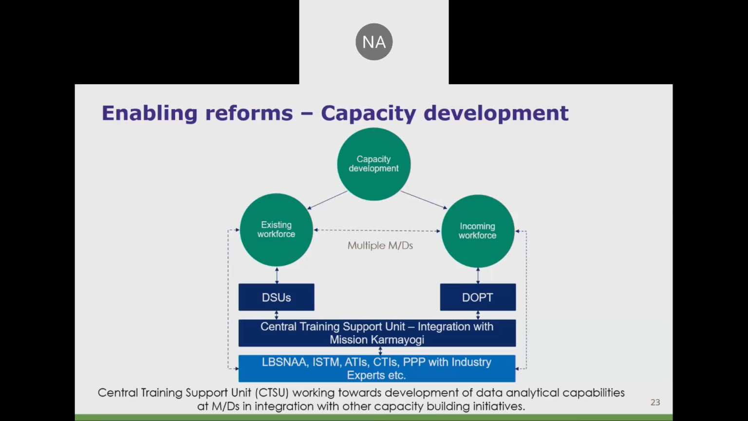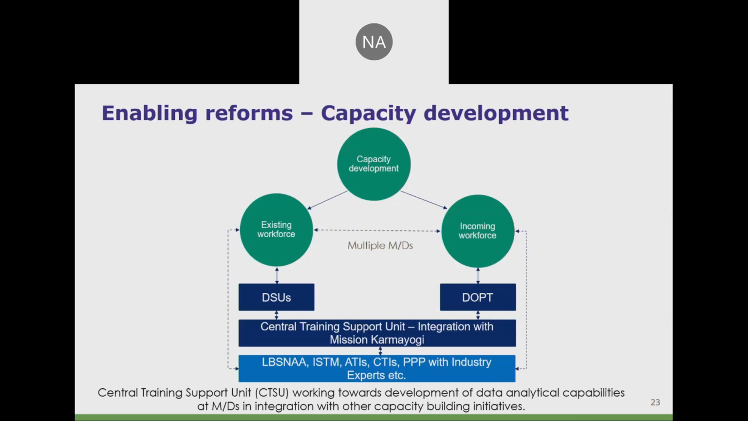So therefore, to ensure that this capacity development is able to meet its intended goals, DMEO as a central training support unit is providing resources. It is providing curriculums that can be used by the Capacity Building Commission in integration with Mission Karmayogi. During this entire process, we have paid focus on partnerships with LBSNAA, ISTM, other training institutes of the Government of India, as well as with industry experts, so that there can be a holistic training of the ministry and department officials from all perspectives. Next slide, please.